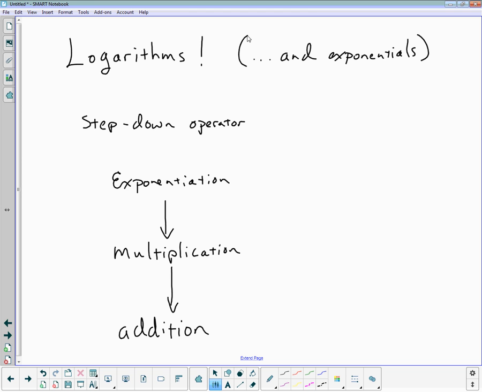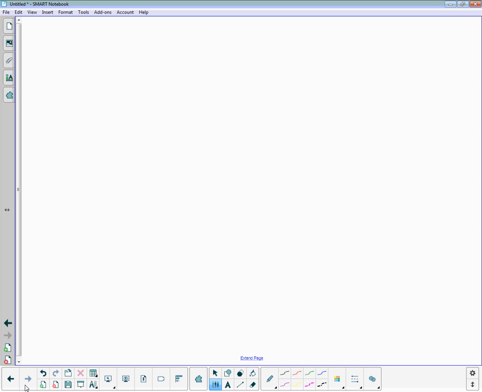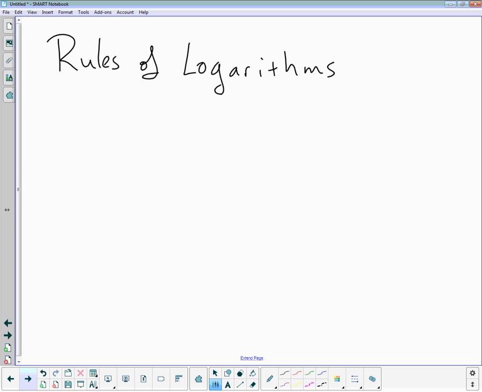So there are 8 rules for logarithms. Let's go into them all. All right. So the first is the definition of a logarithm. Now this one is the one that you absolutely need to know, and if you know nothing else, this is the one you need. The definition.